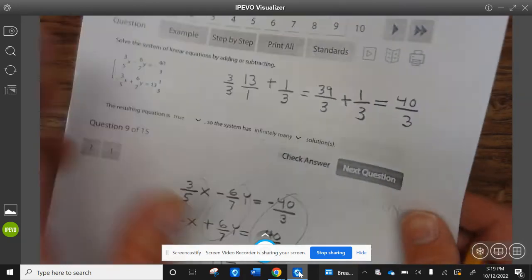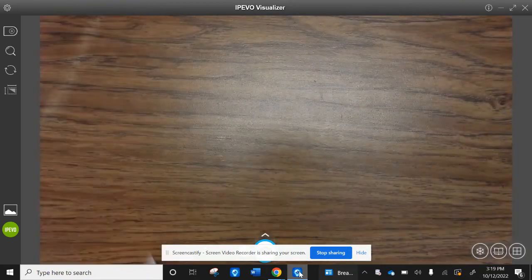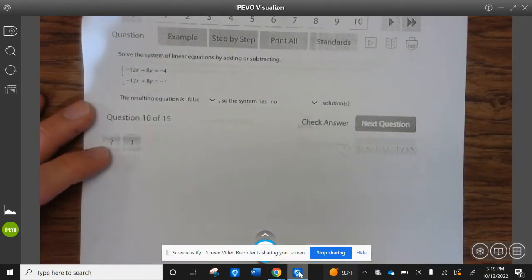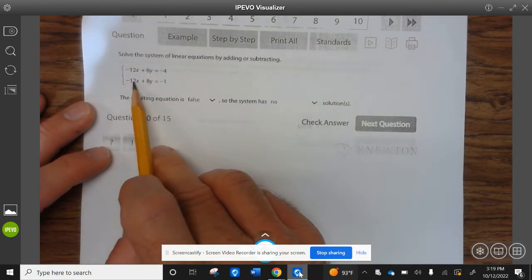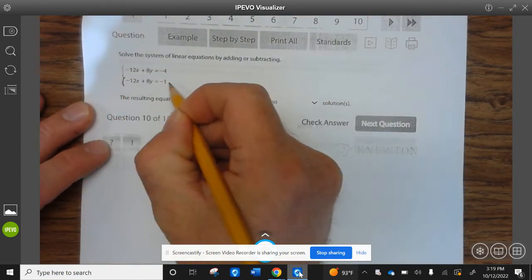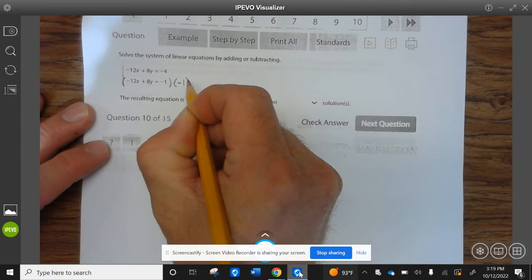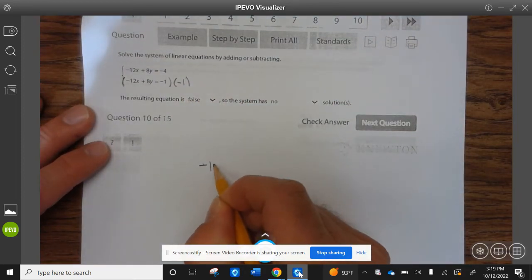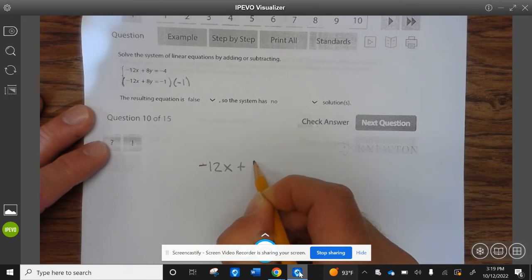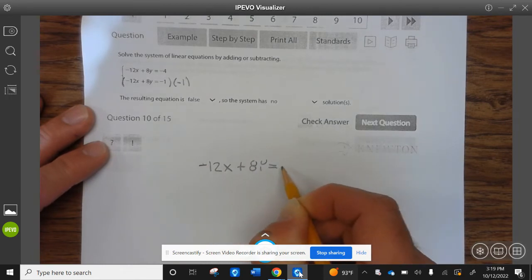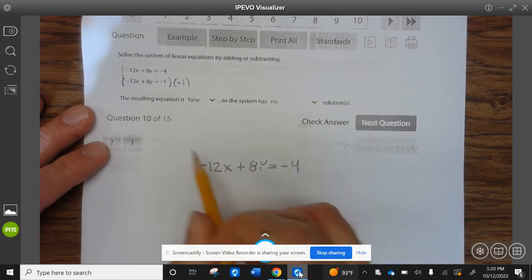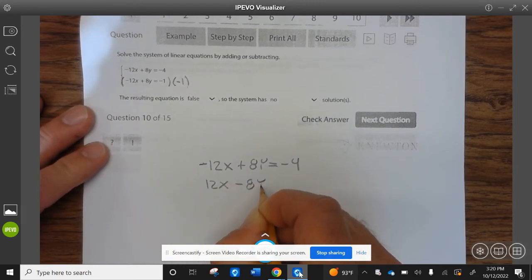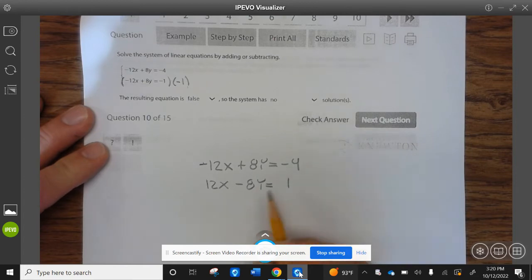All right, let's move on to the next example. All right. Now here, we need to multiply the second equation by -1 so we can eliminate the x and y. So we're not going to do anything to the first equation, -12x plus 8y equals -4. Now, -1 times -12 is positive 12x minus 8y equals positive 1.